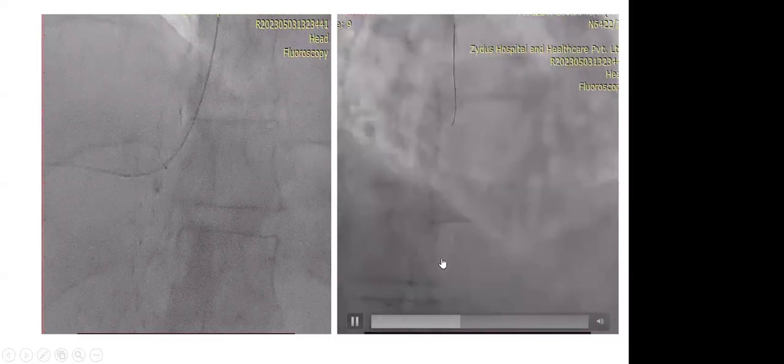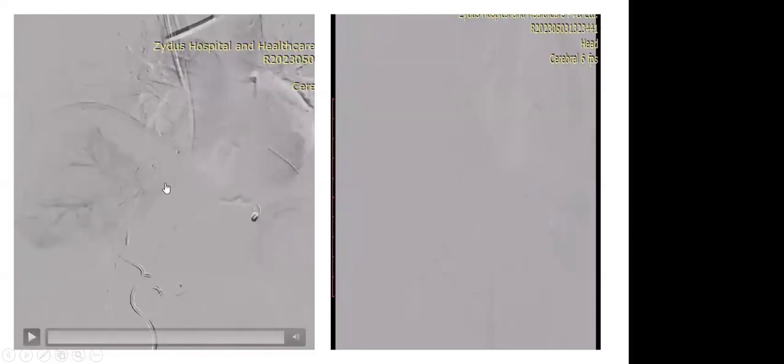So we snare from the above. This is the snaring from the above. So we get the through and through access. This angiogram, here you can see definitely there is a good cutoff at the anastomotic site, at the hepatic vein and IVC anastomosis. So actually it was a kink only rather than occlusion.